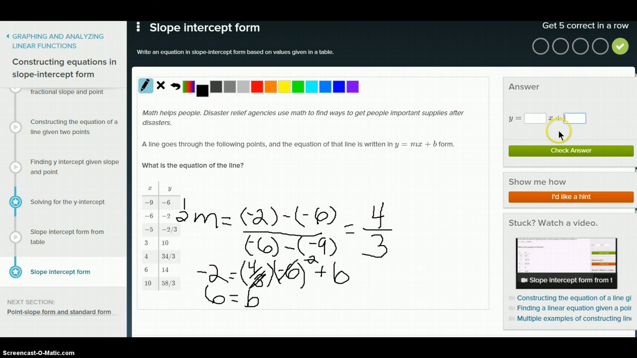Okay, so let's plug that in. The y-intercept b is 6, and then the slope is 4 divided by 3.